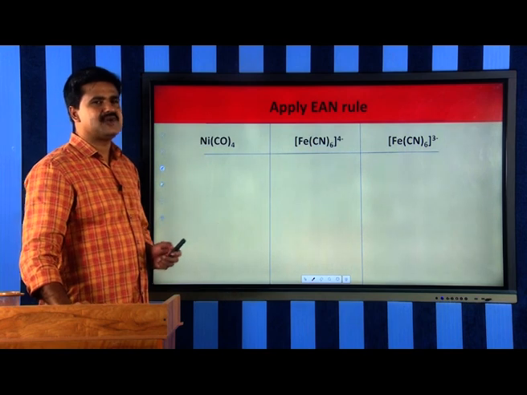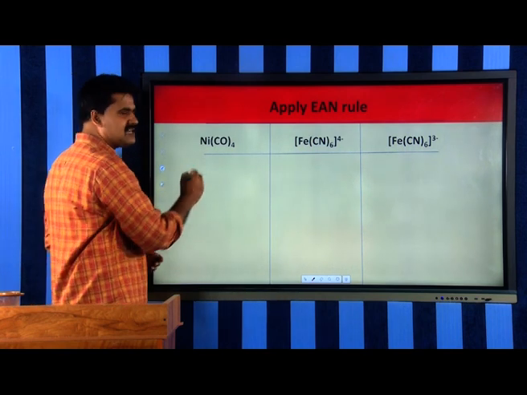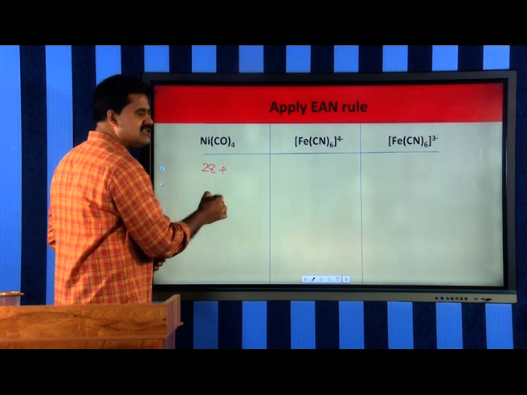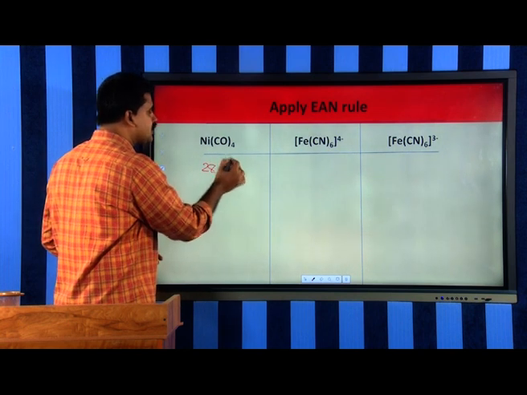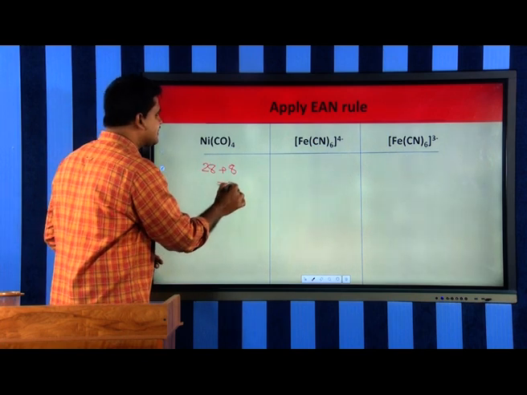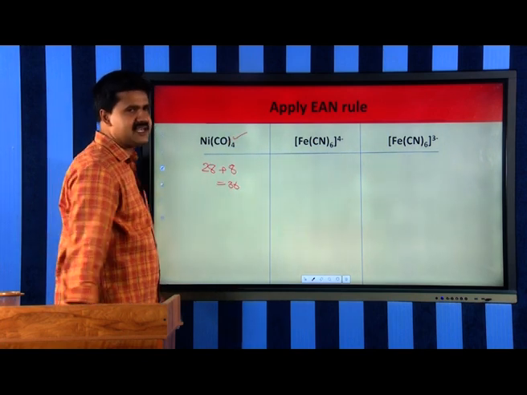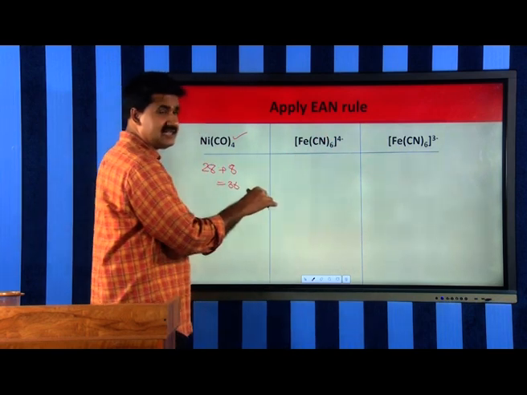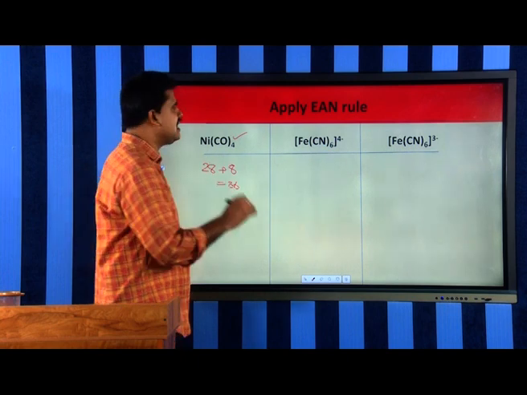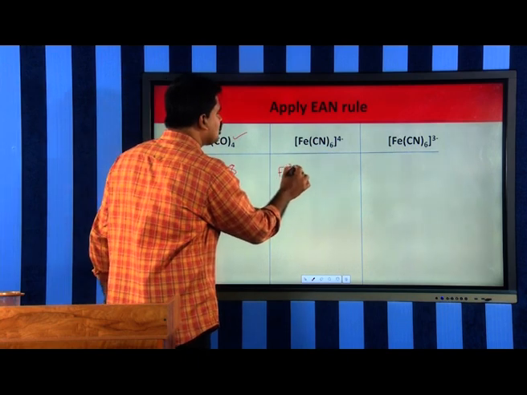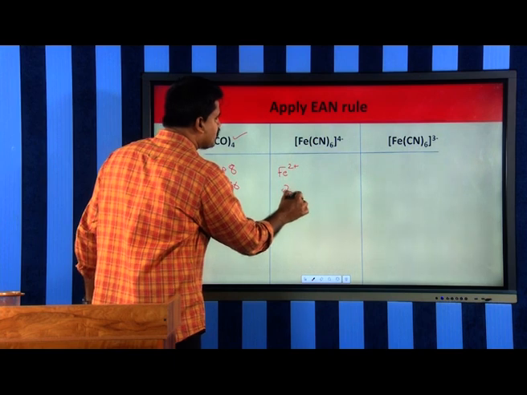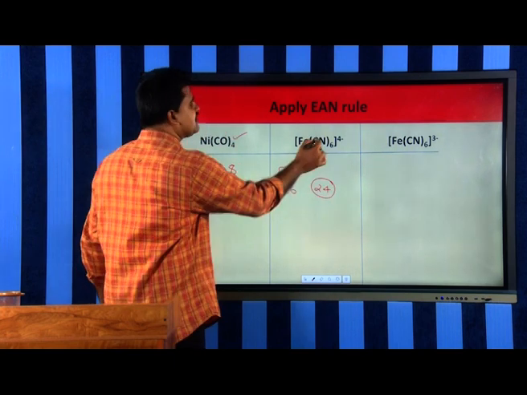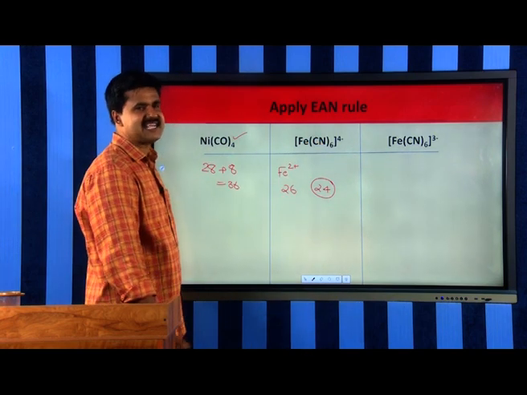It is also possible to apply this to further complexes. Nickel tetracarbonyl: nickel with atomic number 28 plus 8 electrons from the carbon monoxide ligands. This is 36. This is stable as per the EAN rule. Next case, [Fe(CN)6]4-. We know that iron is present as iron 2 plus. Iron has atomic number 26, but iron 2 plus has 24 electrons. And there are 6 cyanide ligands.